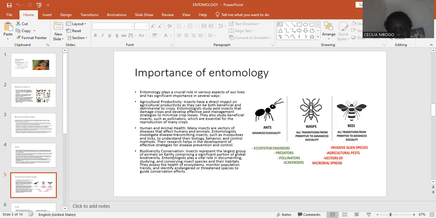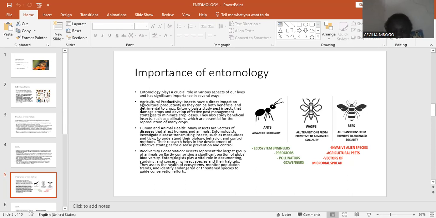And then here we say many insects are vectors of diseases that affect humans and animals. Entomologists investigate disease-transmitting insects such as mosquitoes and ticks to understand their biology, behavior, and control methods. Their research helps in development of effective strategies for disease prevention and control.